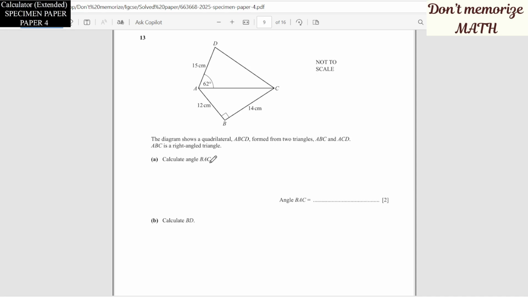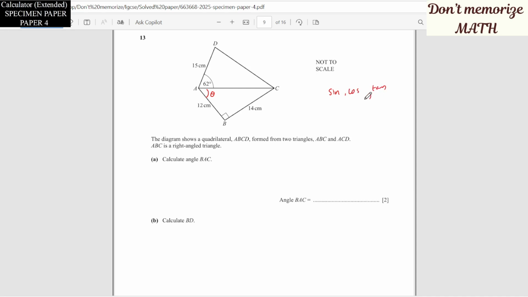Calculate angle BAC. Which is the angle BAC? This is the angle, right? So we have to find this angle. Either you can use the same name, angle BAC, or you can take it as theta. I am taking it here as theta. For a right angle triangle you can use sine, cos or tan.